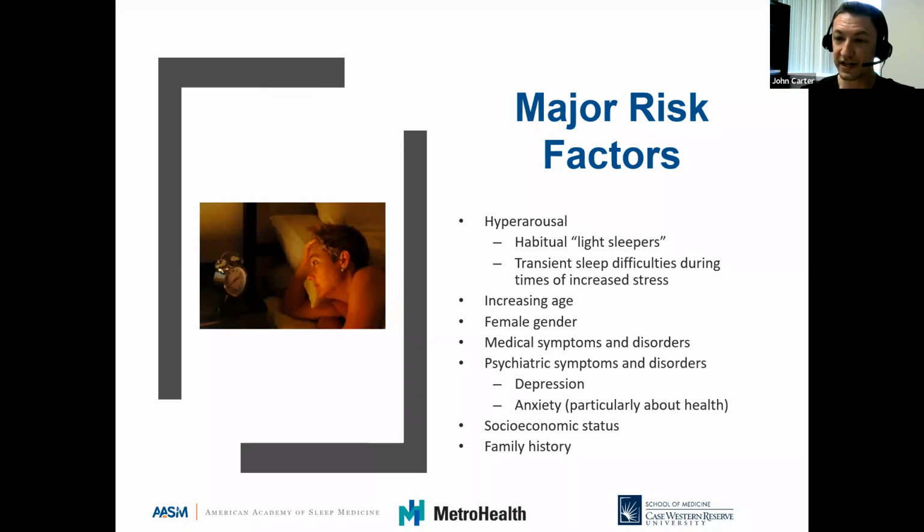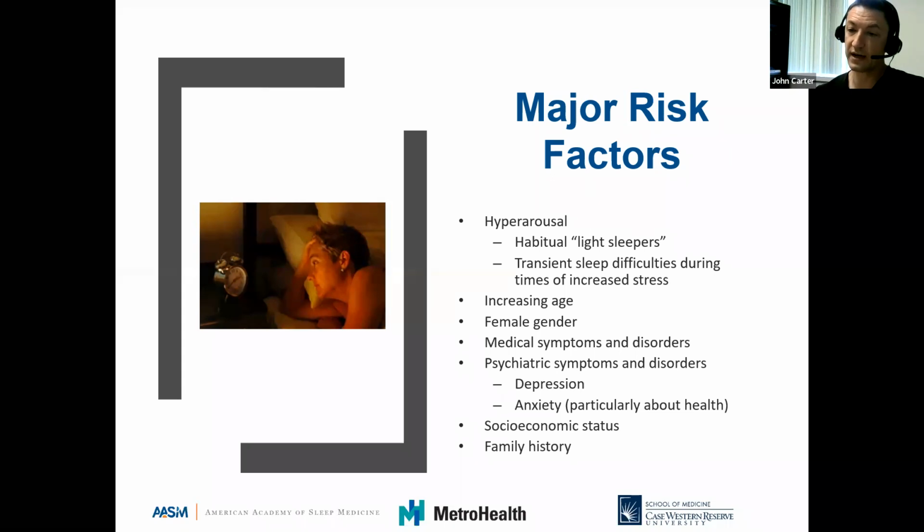Depending on which study you look at, between 60 and 80% of folks with depression and/or anxiety will report insomnia. Well over half, certainly. Insomnia symptoms are more frequently reported in people who have lower socioeconomic status. People who have a family history of insomnia are more likely to have insomnia. And the final common pathway here is purported to be hyperarousal.